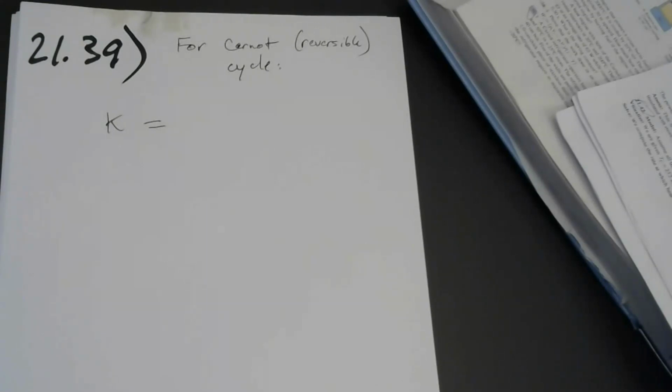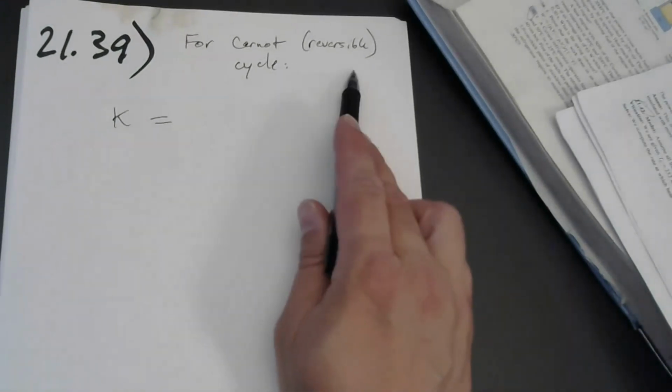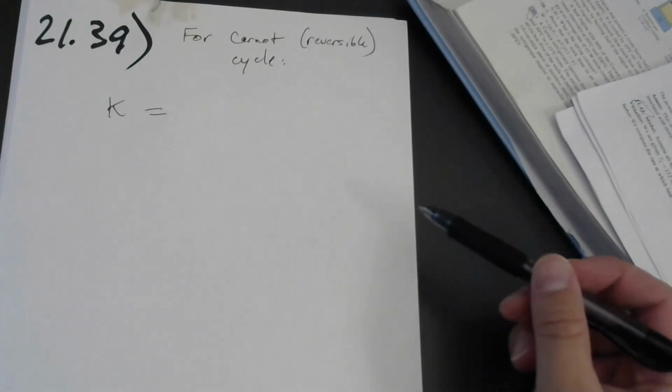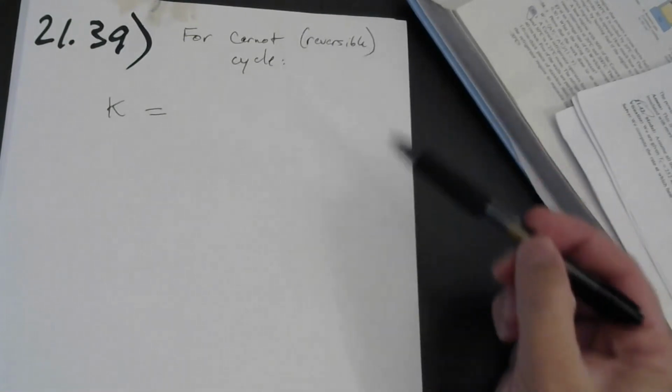A Carnot or reversible cycle. I'll try to put up a video where we talk about what it means for something to be reversible in the thermodynamic sense, not like your raincoat. For that cycle, that's the upper limit on coefficient of performance. No refrigerator can exceed the coefficient of performance of a reversible cycle.